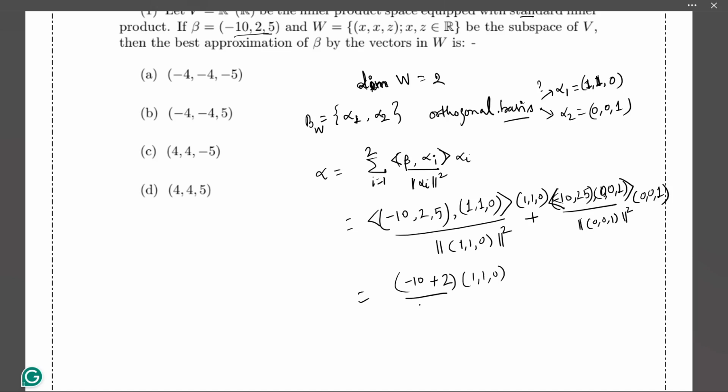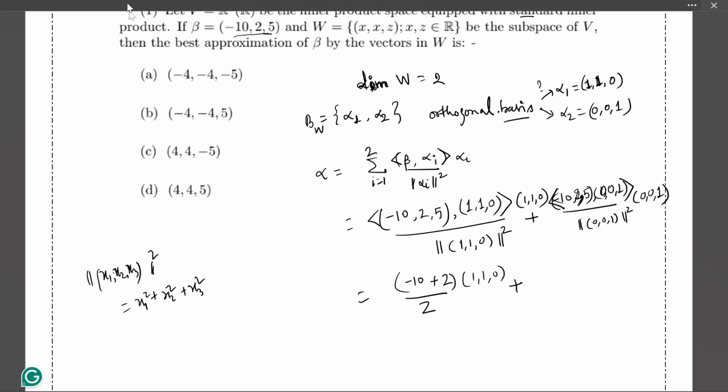So 1 plus 1 is equal to 2. If you remember this formula, the norm square of x1, x2, x3 is nothing but x1 square plus x2 square plus x3 square. Okay, so that is how we got here: 1 square plus 1 square equals 2. And here we have 10 times 0 becomes 0, 2 times 0 itself 0.